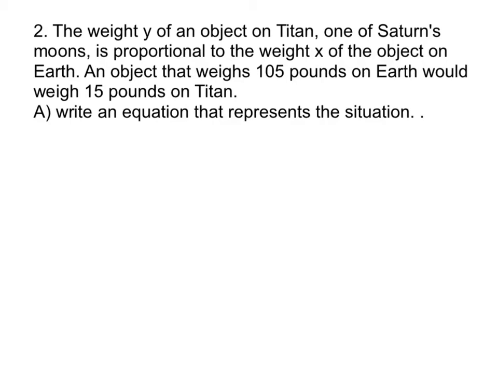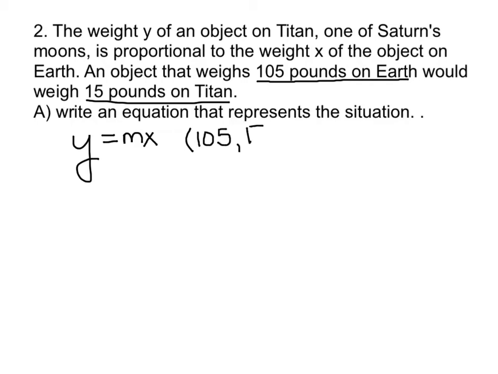So, here is what we have to use. We have to use direct variation. So your direct variation is this: y equals mx. If we use y equals mx, it says right in the problem what our point is. An object that weighs 105 pounds on Earth would weigh 15 pounds on Titan. So we are going to write that as the ordered pair 105, 15. This is your x, this is your y.